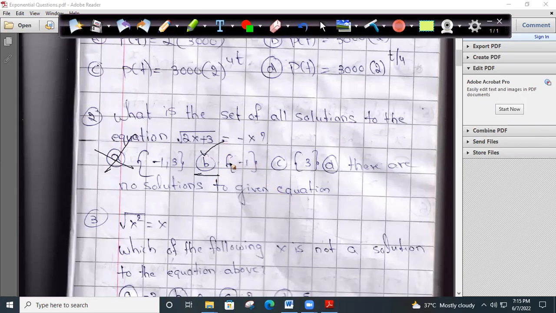Such a simple question. You won't believe 95% of the students will make mistakes in the first attempt, because they don't know the simple concept here. So what is the concept? Square root of a number should be positive. What is the next concept? You need to only plug in.